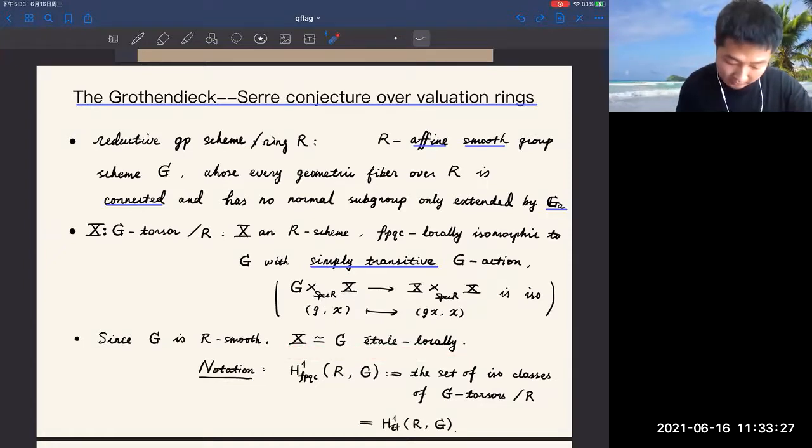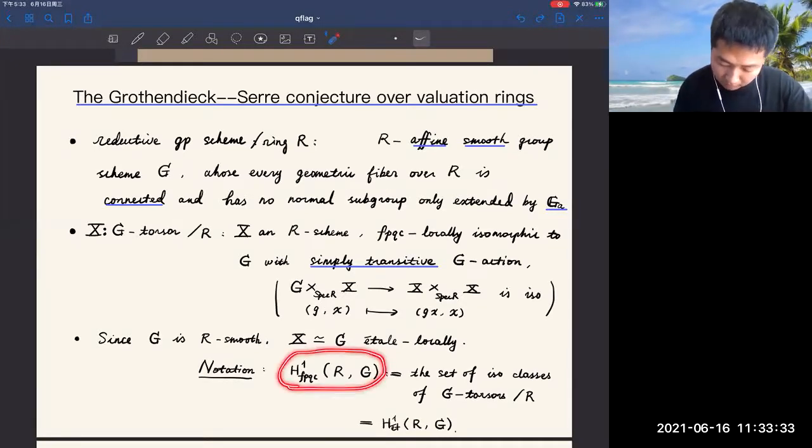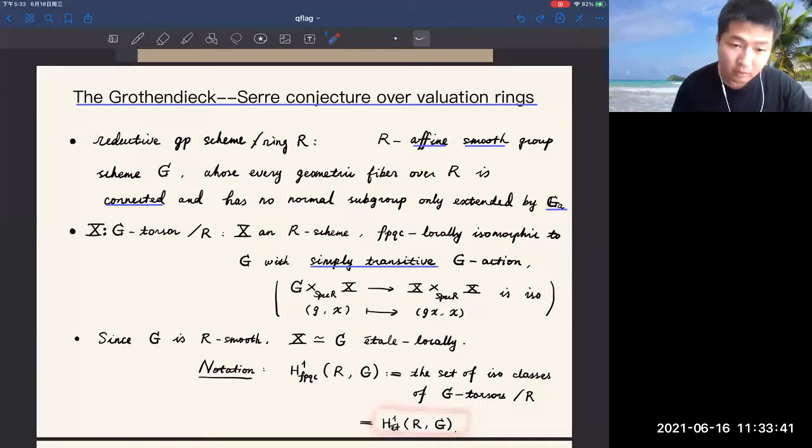So we can give the notation. We denote by this fpqc cohomology set the set of isomorphism classes of G-torsors over R. And it is also the étale cohomology pointed set. So we will use such notation here.